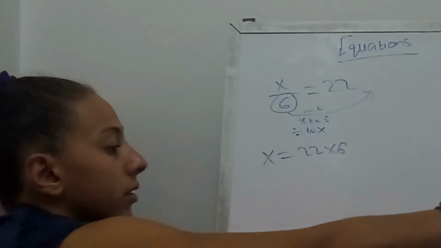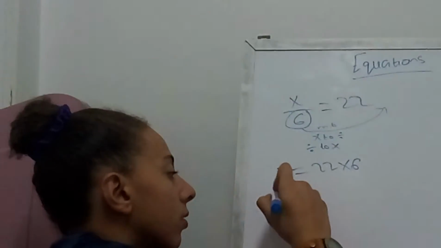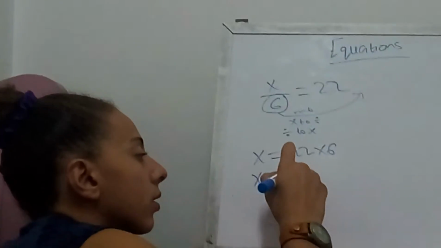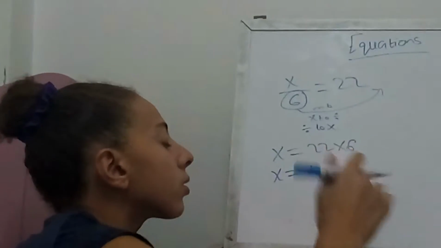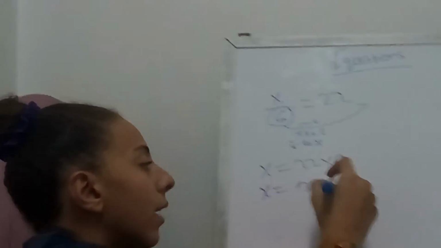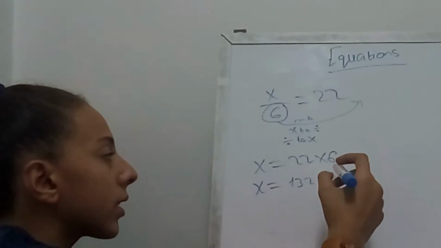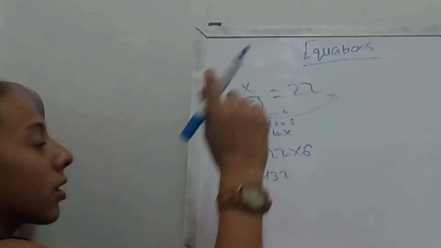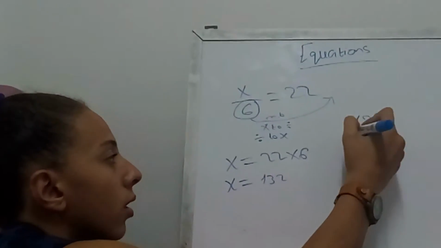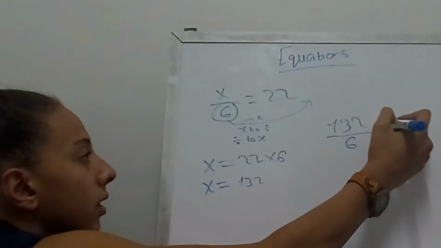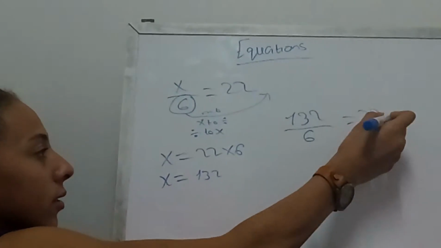Okay, let's get the answer. 22 times 6 is 132. So x equals 132. How do we check our answer? We take away the x and put 132. So we do 132 over 6 equals 22.